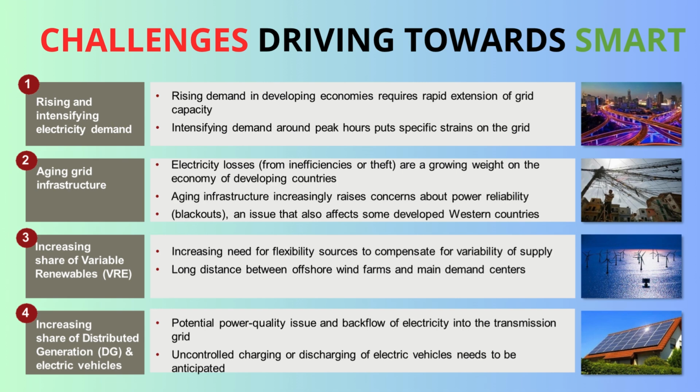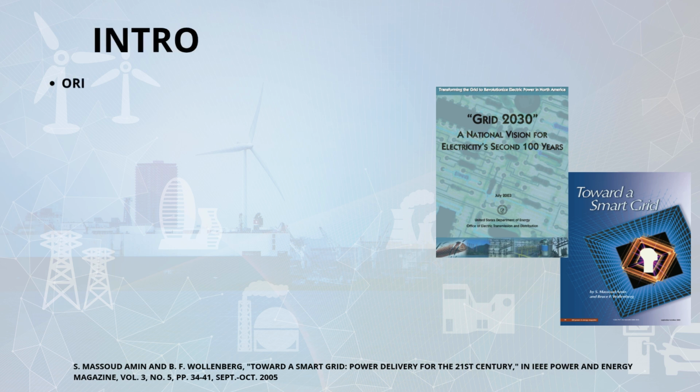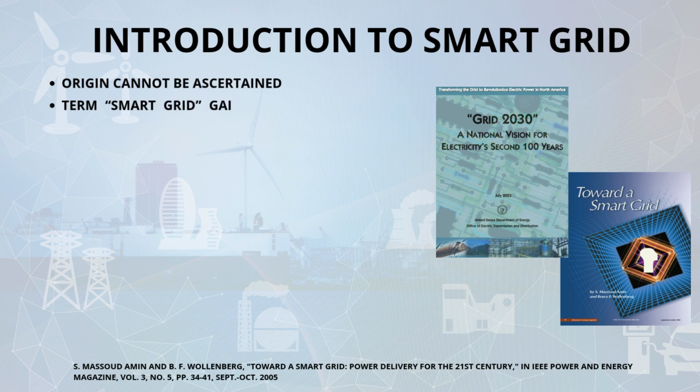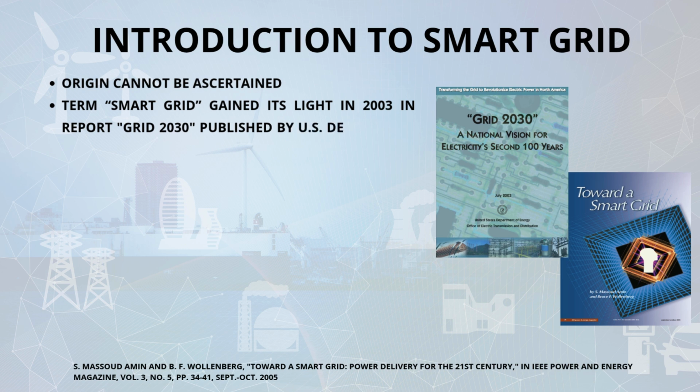So let's formally introduce it. In the slide, you can see we look at its origins. Interesting that it's a bit mysterious, but the term gained light around 2003 with Grid 2030. Yes, it's quite interesting. You can't really point to one person or one moment and say, that's when the smart grid was invented. It was more an evolution of ideas bubbling up in the industry for years: grid modernization, automation, advanced metering. But 2003 was a key moment.